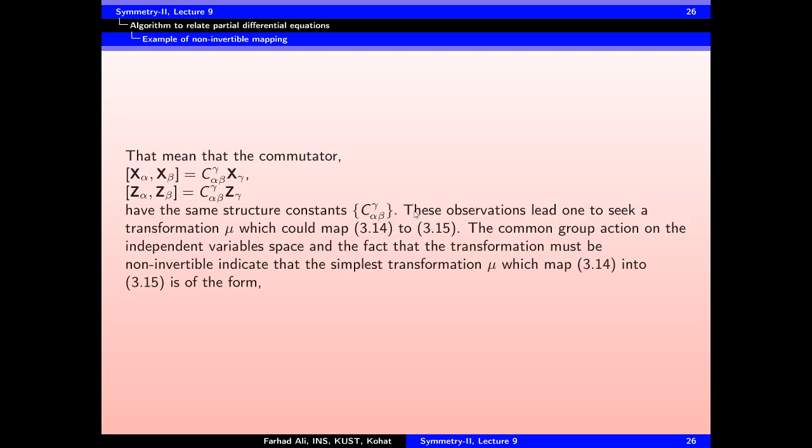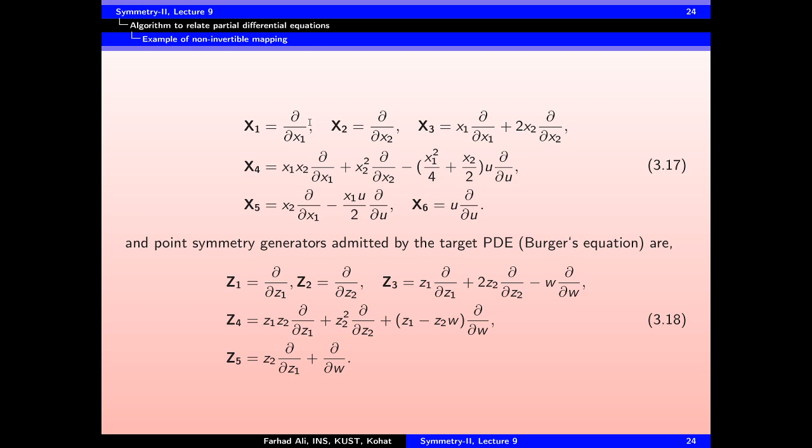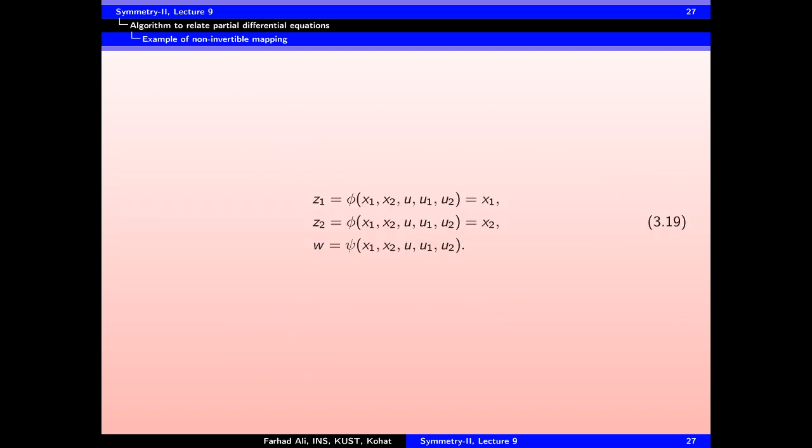And why are we taking this? It is clear from here that the symmetry generator is the same as this one. This is the same as this one. The first two parts are the same as the first two parts, which is the action on the independent variables. Similarly, these first two parts are the same as these first two parts. And this symmetry part is exactly the same. So the group action in this independent space is the same. That is why we are taking Z1 equal to x1 and Z2 goes to x2.